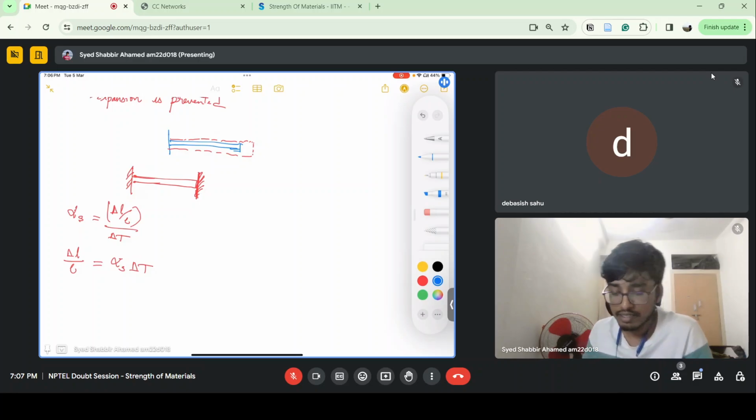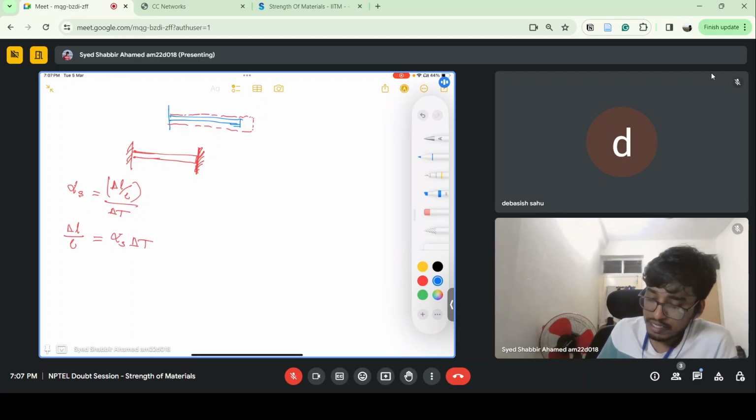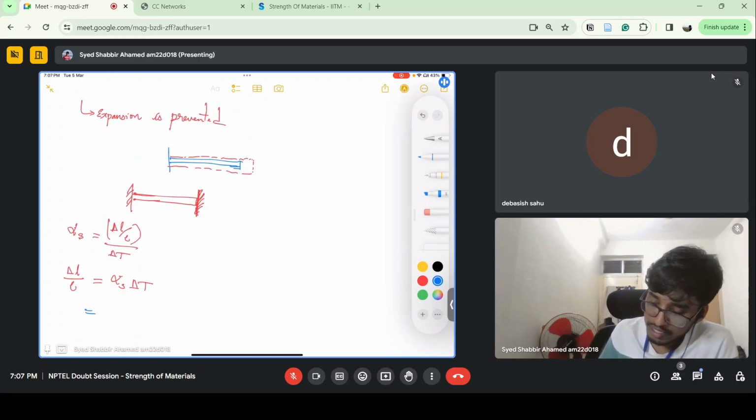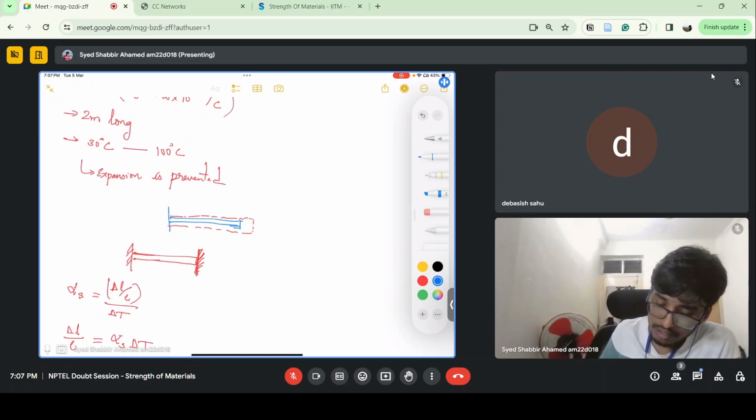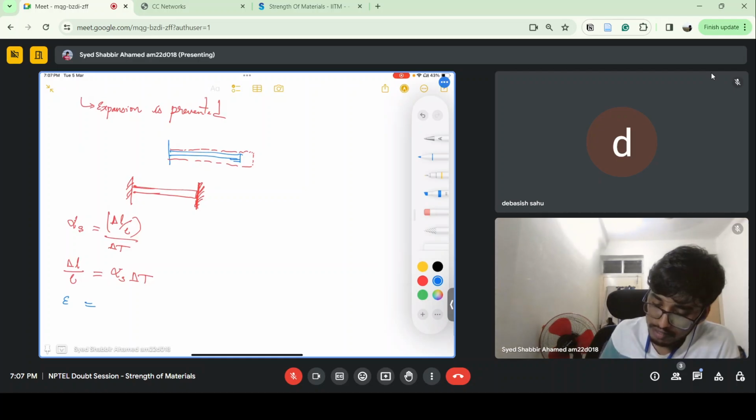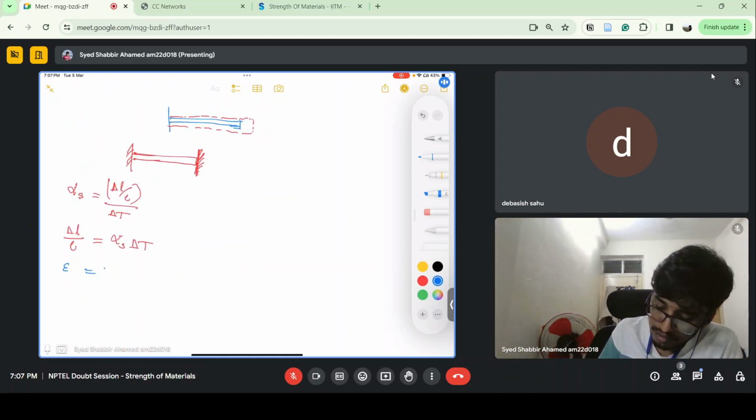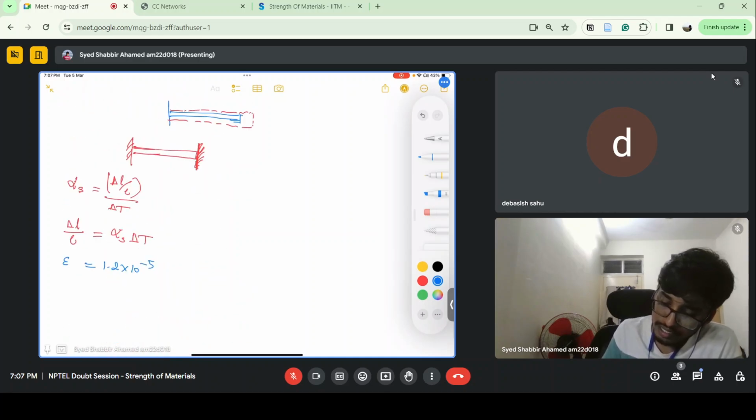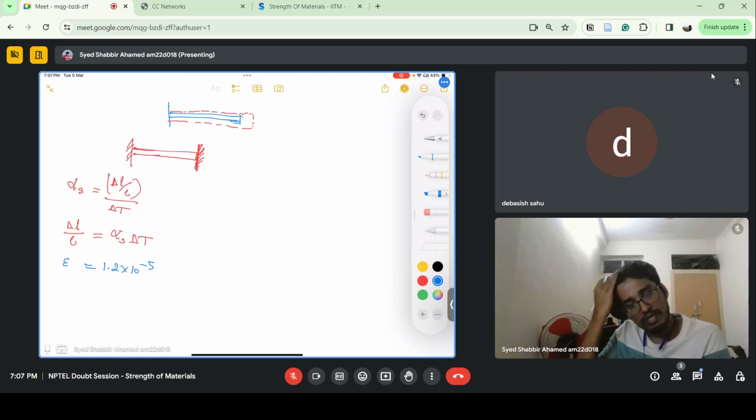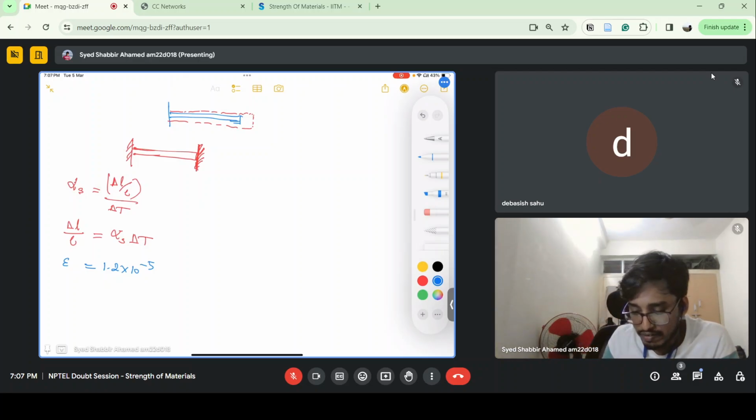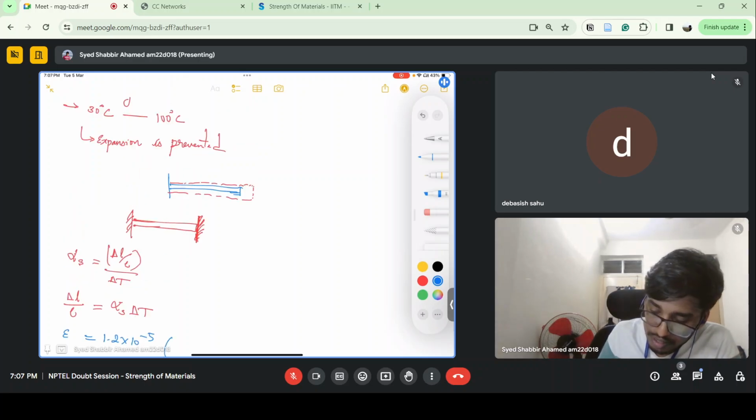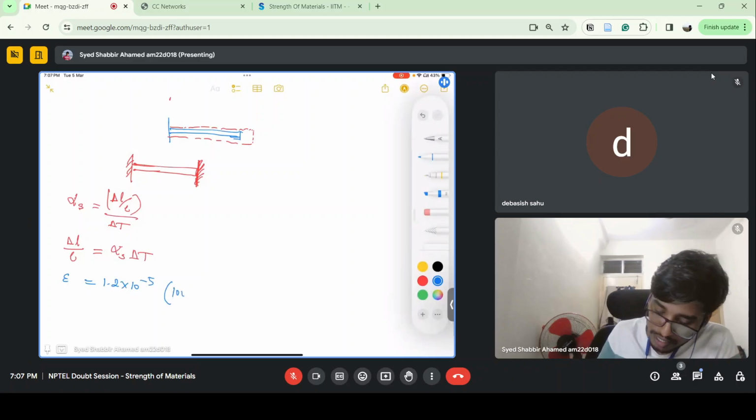So the thermal strain, epsilon, is given with the coefficient 1.2 into 10 to the power of minus 5. We should be careful that this is given per degree Celsius, and the temperature change also should be taken in degrees Celsius only. So the change in temperature is 100 minus 30.